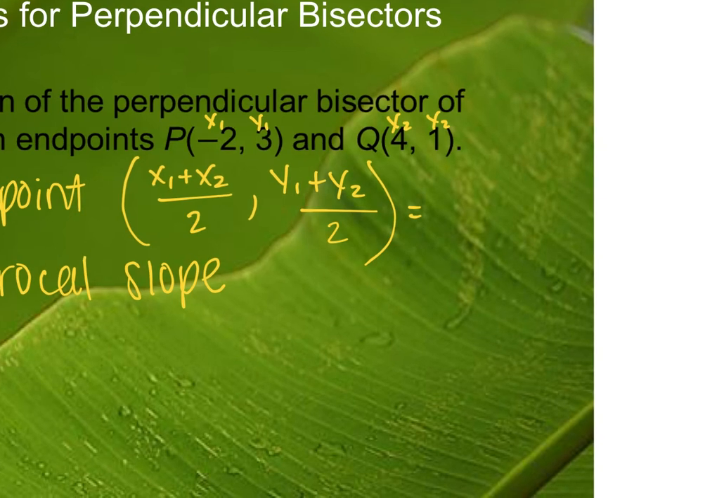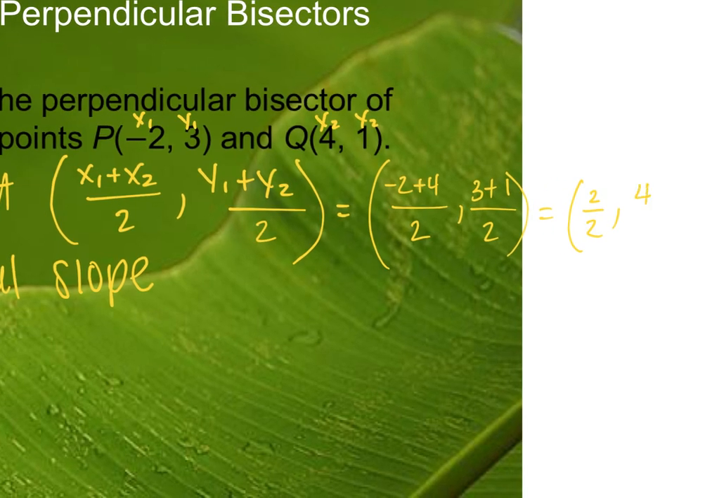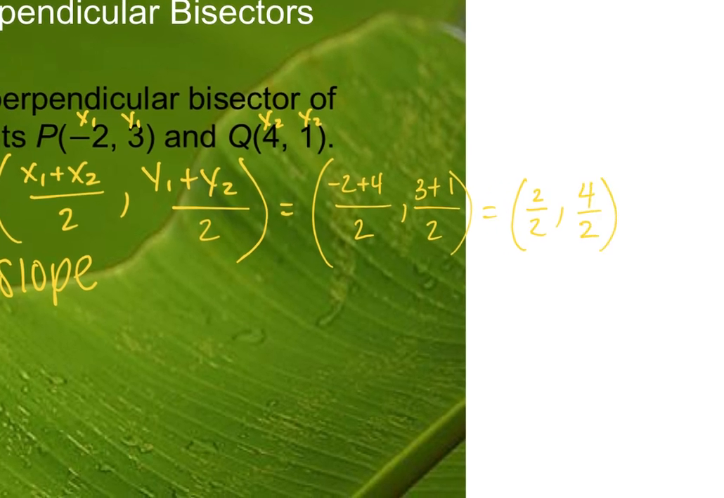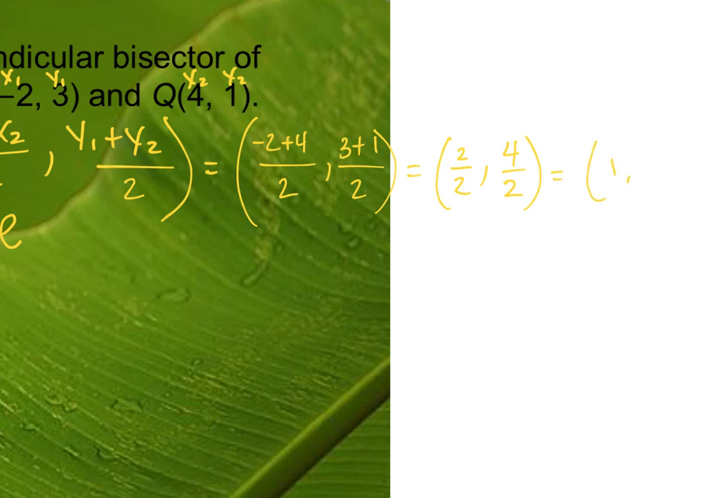Okay? You add your x values together and divide by 2. You're basically finding the average between those 2 points. x1 plus x2 is going to be -2 plus 4 over 2, comma, 3 plus 1 over 2. All I'm doing is adding my x values, dividing by 2, adding my y values, dividing by 2. We're going to get that my midpoint is at 2 over 2 and 4 over 2. These simplify, so my midpoint is at (1, 2).